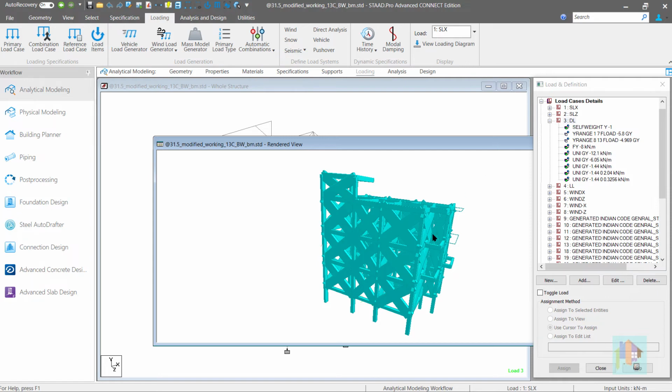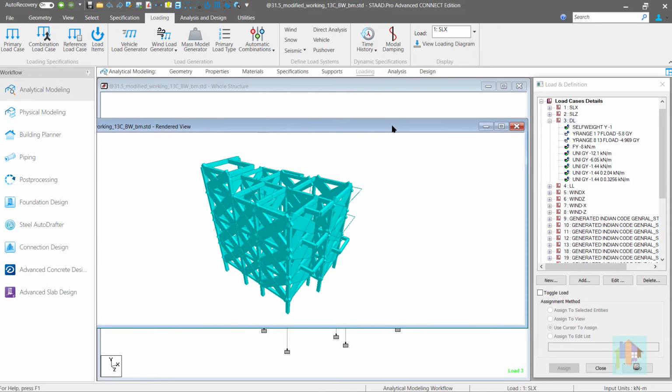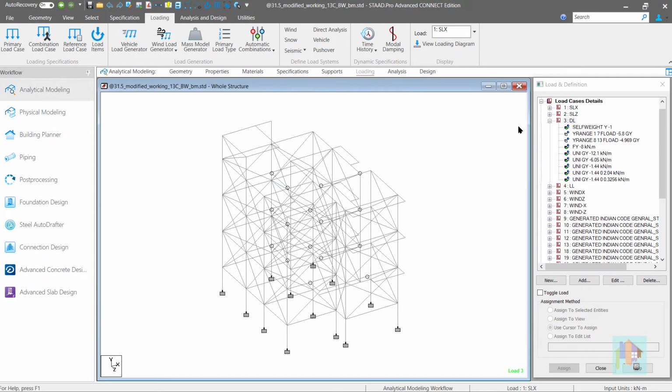Normally these URM infill walls are modeled as equivalent diagonal strut, as suggested under clause 7.9 of IS1893. If we want to optimize the design result, it is better to model and consider the lateral stiffness of masonry wall. In a few of my projects, I have followed this approach and reduced the steel usage. We can use equation C and ST5 parameter for any building which has frame with infill brick wall or bracing.